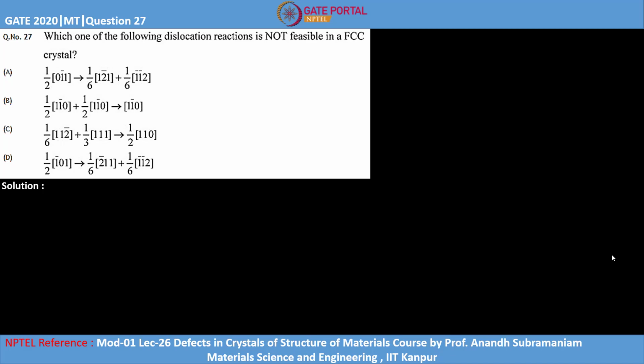So this is question number 27 of GATE 2020 Metallurgical Engineering. Which of the following dislocation reactions is not feasible in a FCC crystal? So we have to find the non-feasible reaction in an FCC crystal.